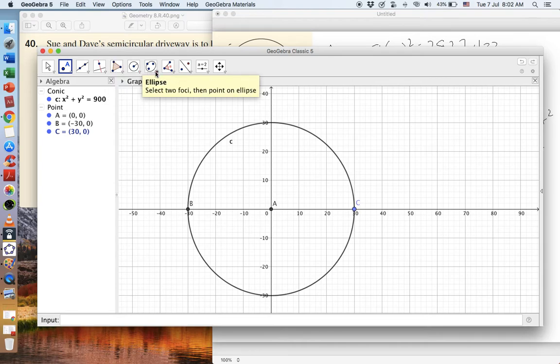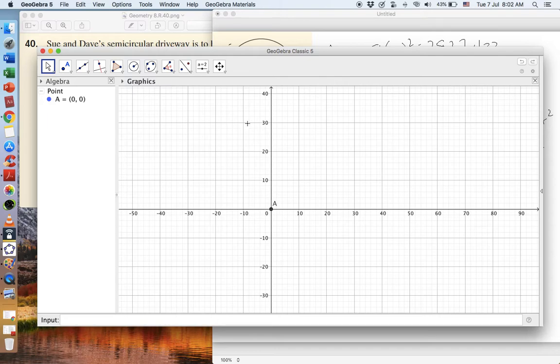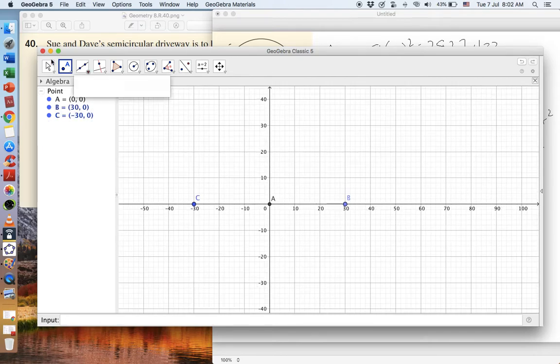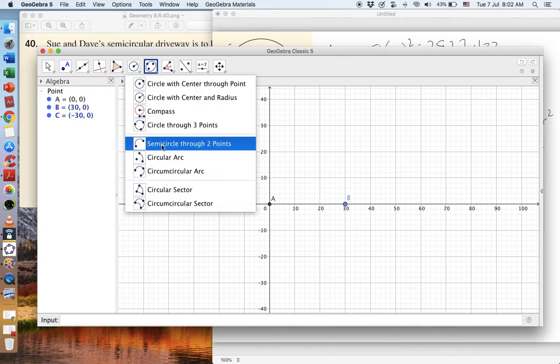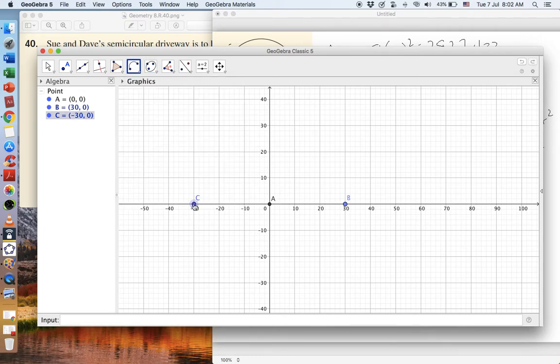And then we can see if we can erase that. Nope. Let's put some points down first. So we got 1 point at 30, 1 point at negative 30. And then we're going to draw a semicircle through those 2 points. There we go.